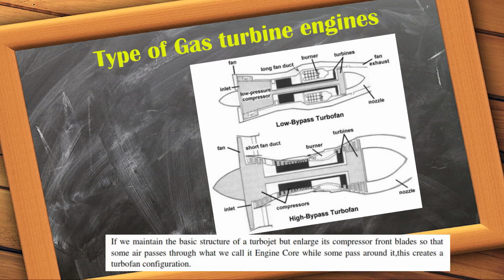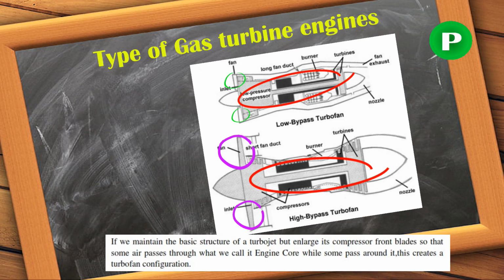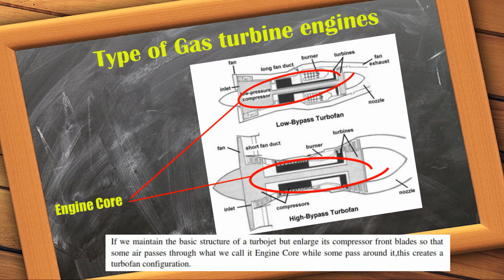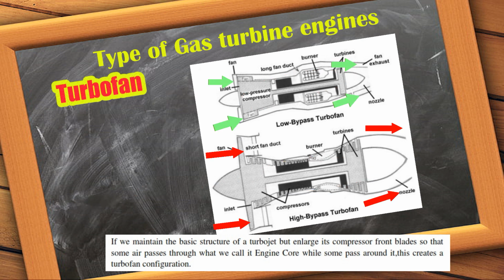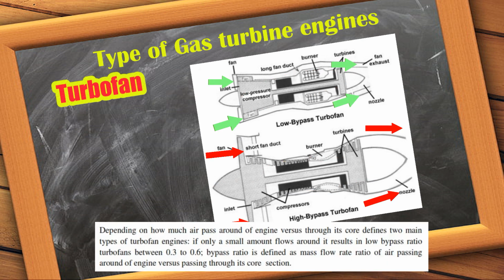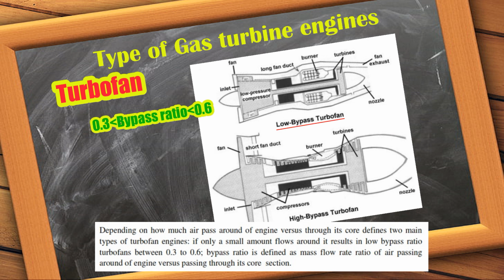If we take the basic structure of a turbojet but enlarge its compressor fan blade so that some air passes through what we call its engine core, while some passes around it, this creates a turbofan configuration. Depending on how much air passes around the engine versus through its core, there are two main types of turbofan engines. If only a small amount flows around it, the result is a low bypass ratio turbofan, between 0.3 and 0.6.